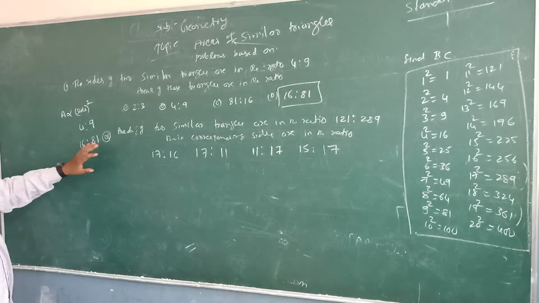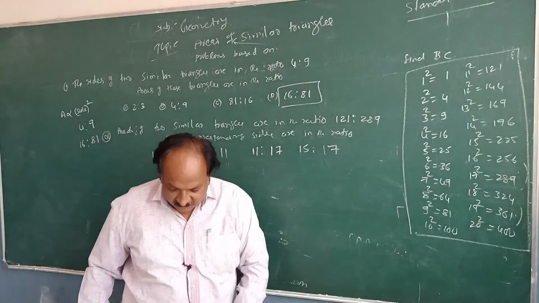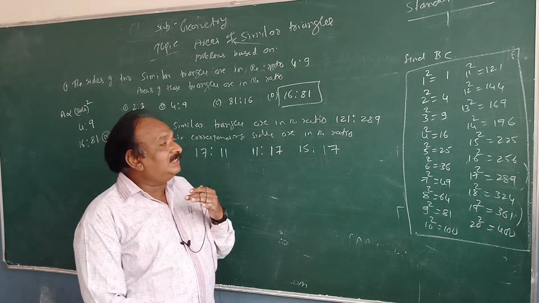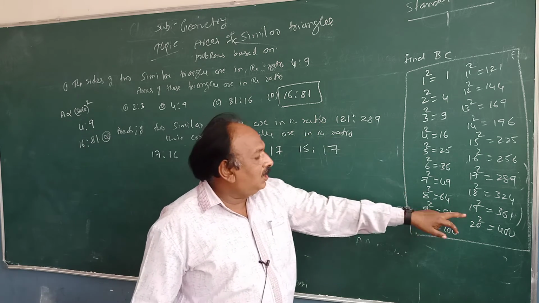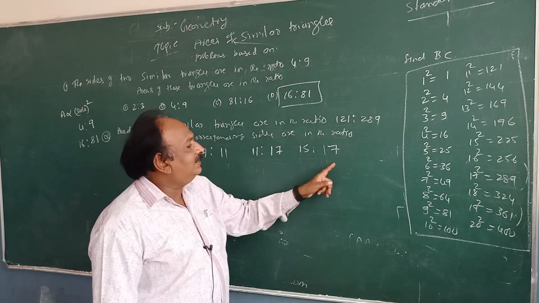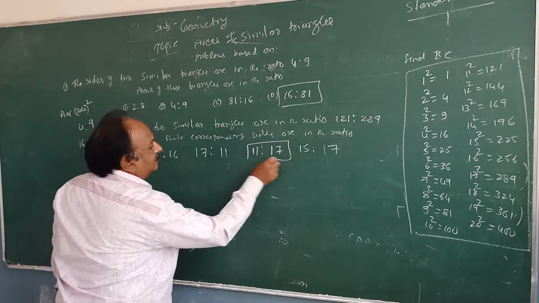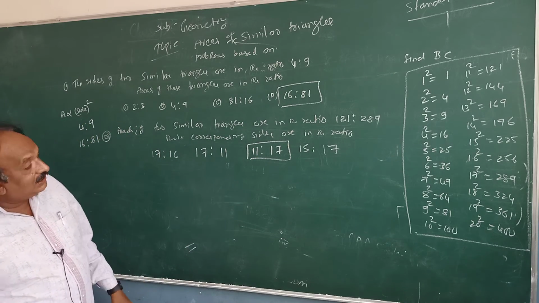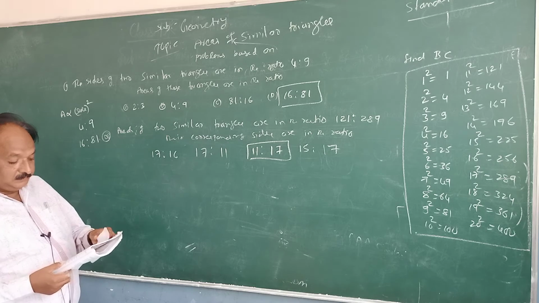While answering these two questions, the student must know this concept, that is the squares and the square roots. What is the root of 121? The root of 121 is 11. What is the root of 289? 17. Which is the answer? 11:17. Option C is the answer. Next.